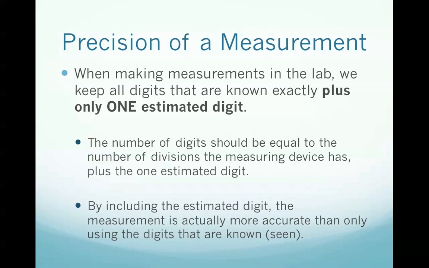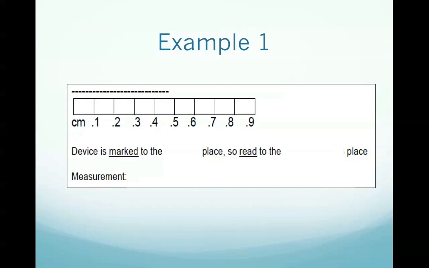So when making measurements in the lab, we keep all the digits that are known exactly plus only one estimated digit. So how we're going to do that is that the number of digits will be equal to the number of divisions the measuring device has plus one estimated digit. And this estimated digit is making the measurement actually more accurate than only using the digits that are known for certain or seen on the device. So this will make a little bit more sense once we get into these examples.